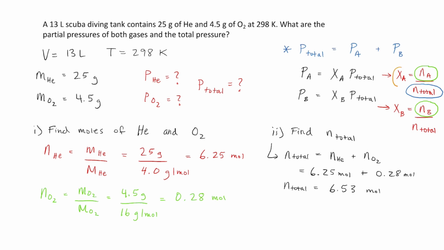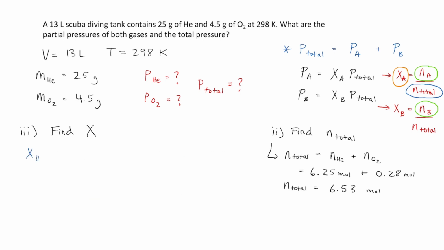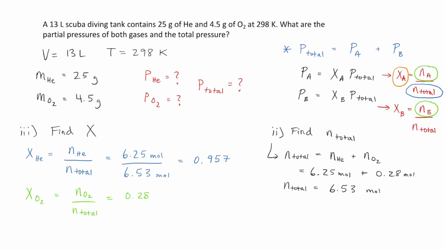And now we have everything we need to find the mole fractions. We'll start by finding the mole fraction of helium. That would just be the number of moles of helium gas divided by the total number of moles. And when we do the math, that gets us 0.957. Now let's find the mole fraction for oxygen gas. That would just be the number of moles of oxygen gas divided by the total number of moles. And when we do the math, that gets us 0.043.